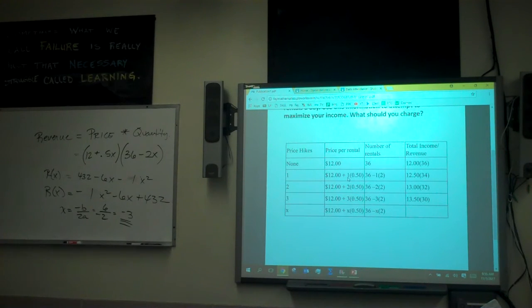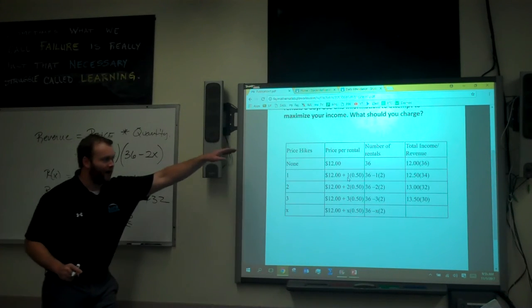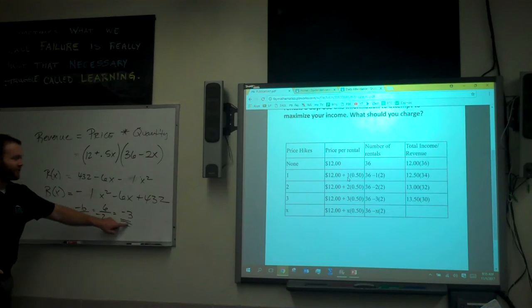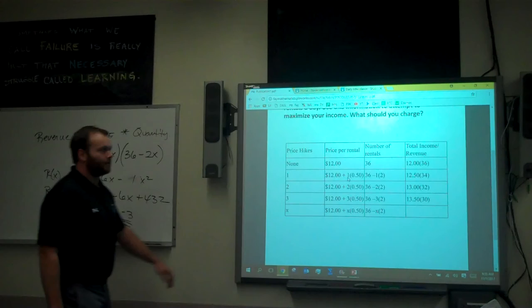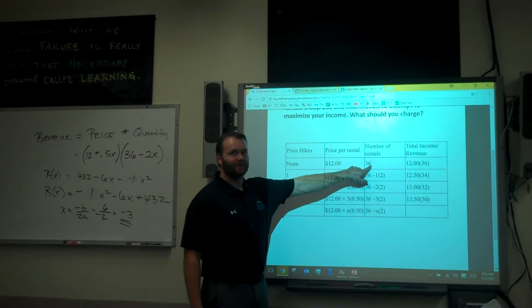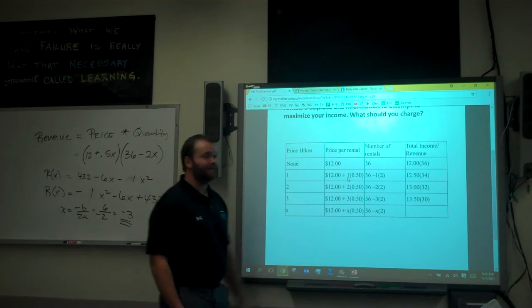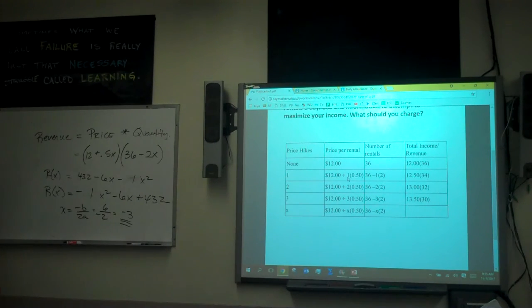So to maximize my profits, I don't need to charge $12.50. I need to subtract $1.50 from 12, right? So $10.50 is going to be the price that I want to charge. Because now that's going to bring in how many more customers? It's going to bring in 6 more customers, right? So $10.50 times 42 will end up being my maximum revenue that I can make in this scenario. Does that kind of make sense?